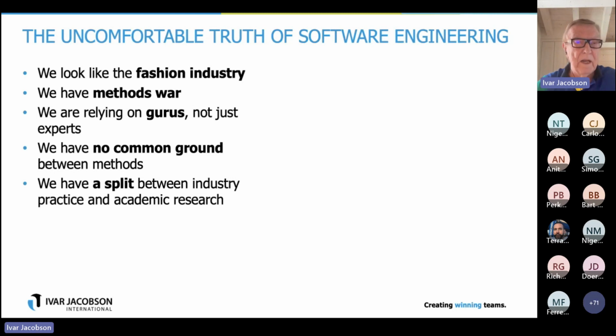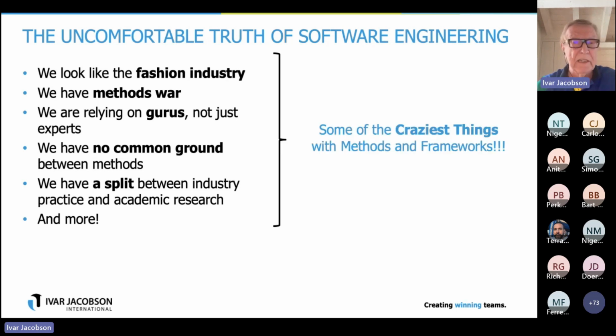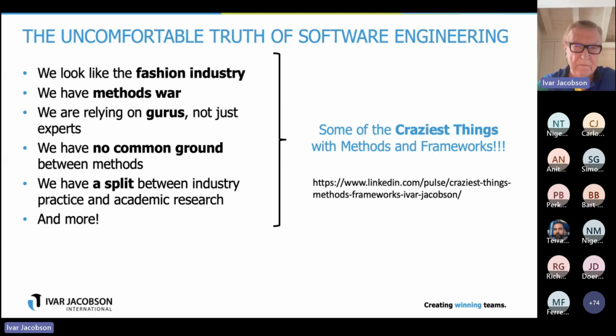And finally, we have a split between industry and academia. They are very rarely working on something together, and very little of the academic research where we spend so much money is ever useful in the industry, and very much more. I call these some of the craziest things with methods and frameworks. I wrote a paper about that. I never use terms like crazy in my normal professional life, but this is nothing less than crazy.